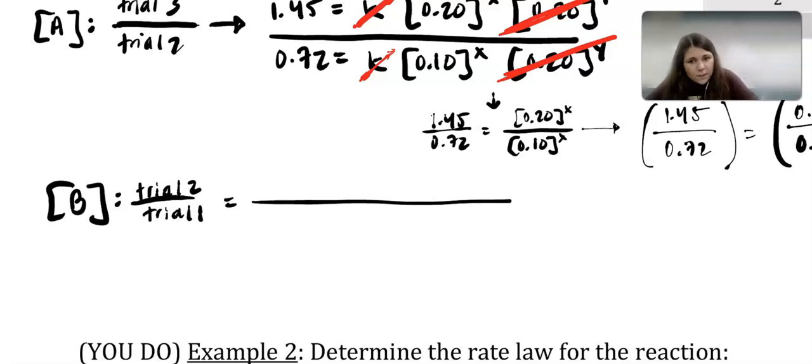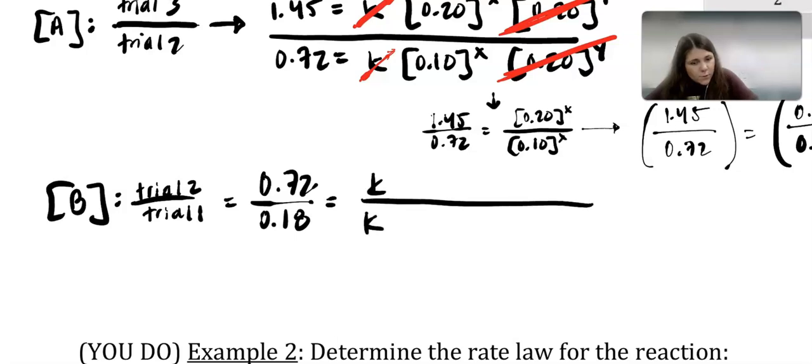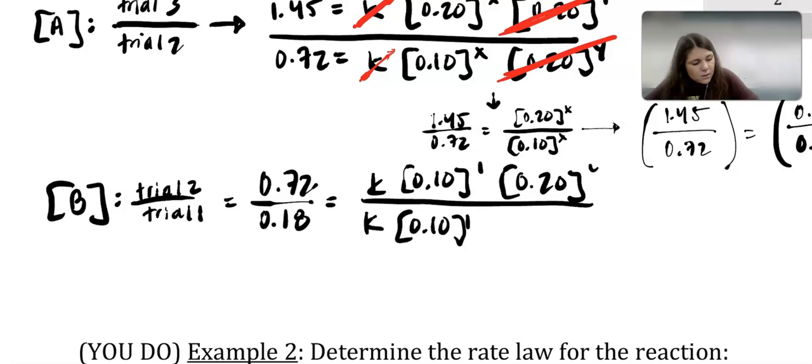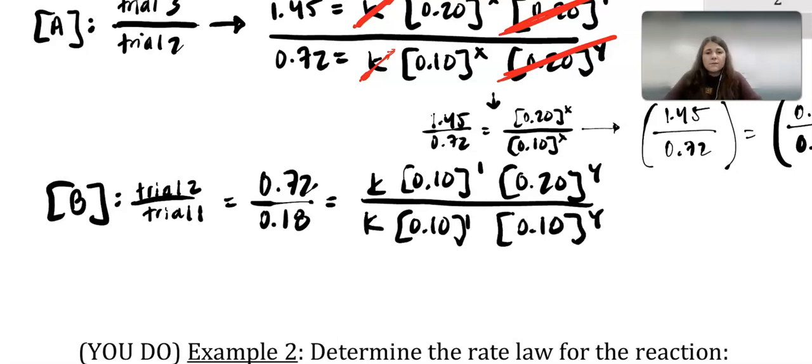Okay, so here I have 0.72 divided by 0.18 equals, both have K's, the A value, and now I have the B value. If you wanted to just still leave it as X, that's totally fine as well. All right, now I'm going to cross off the things I don't need.